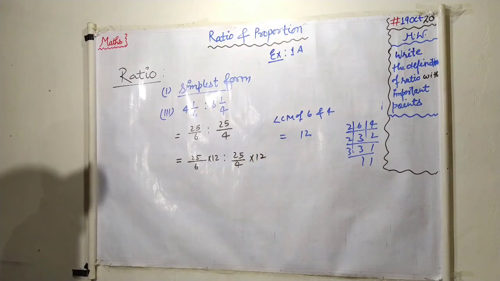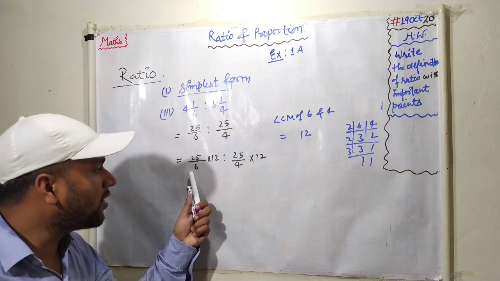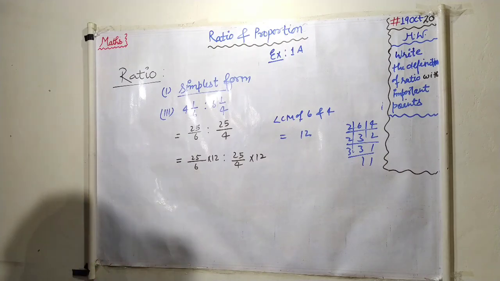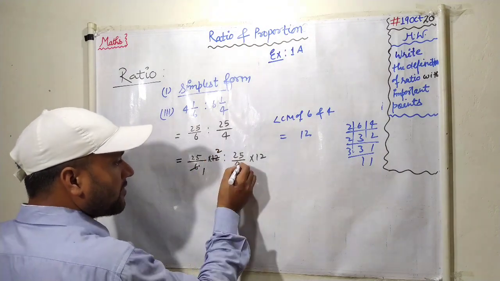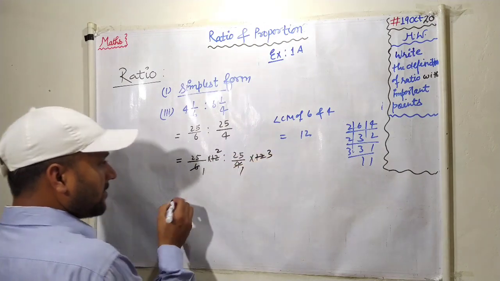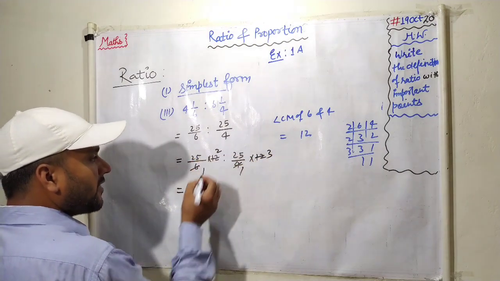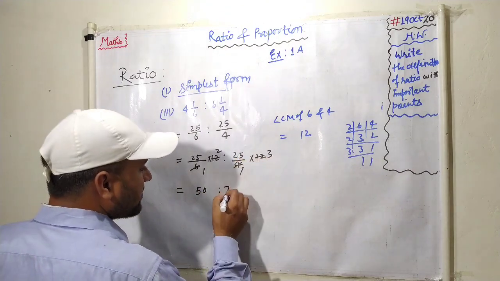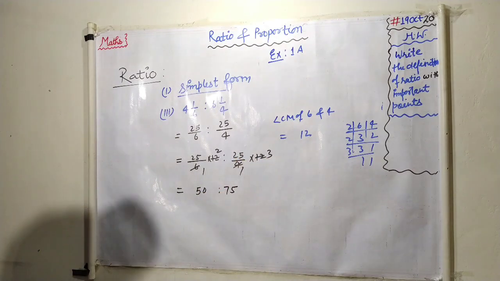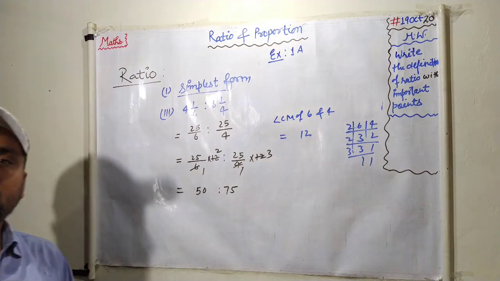Why have I multiplied by 12? I want to remove this consequent from the antecedent. 6 1s are 6, 6 2s are 12, 4 1s are 4, 4 3s are 12. So what will you get? 25 into 2 is 50, and 25 times 3 is 75. You will get this 50 ratio 75.